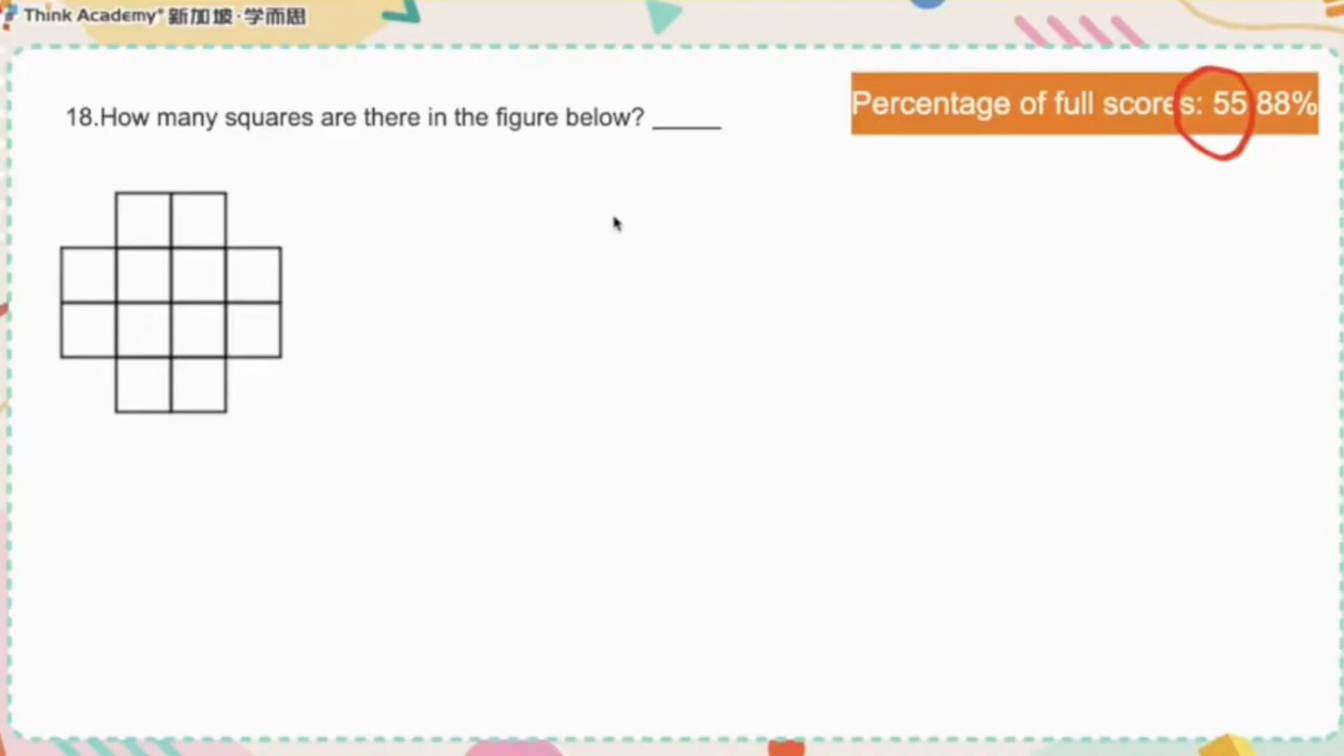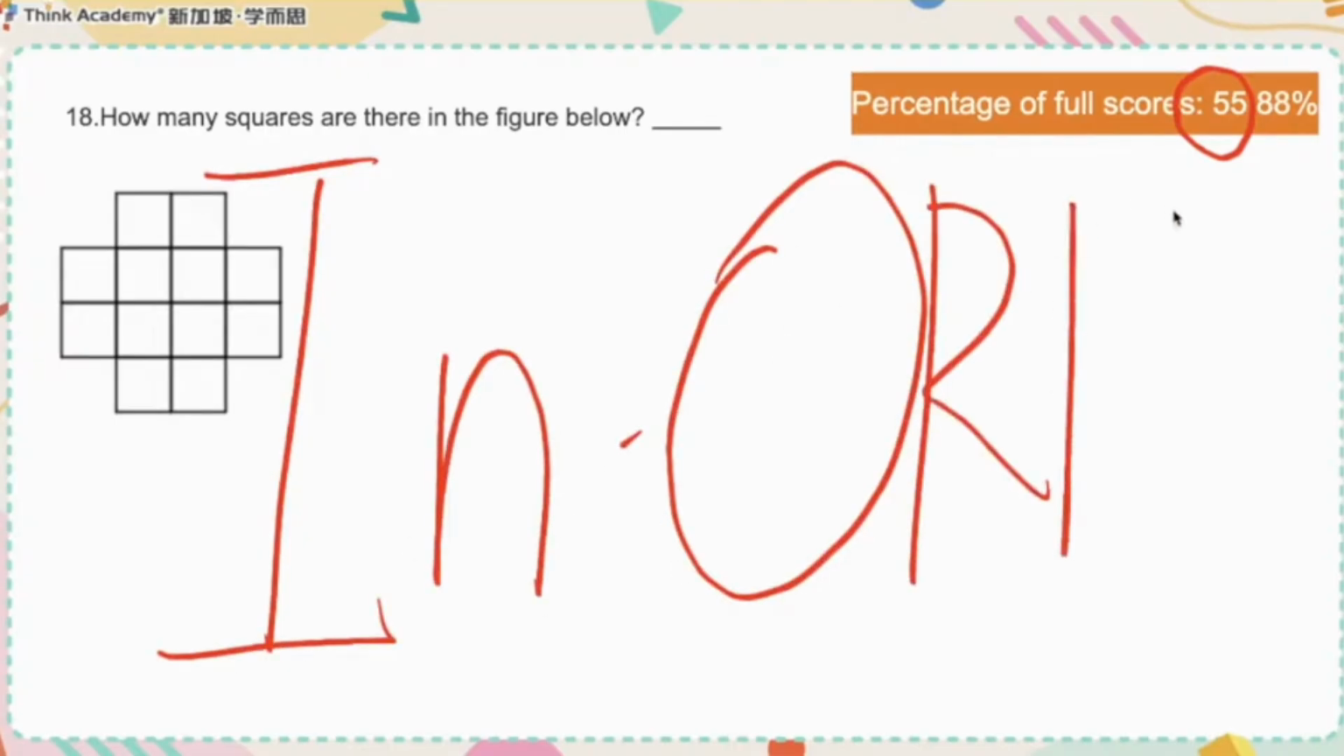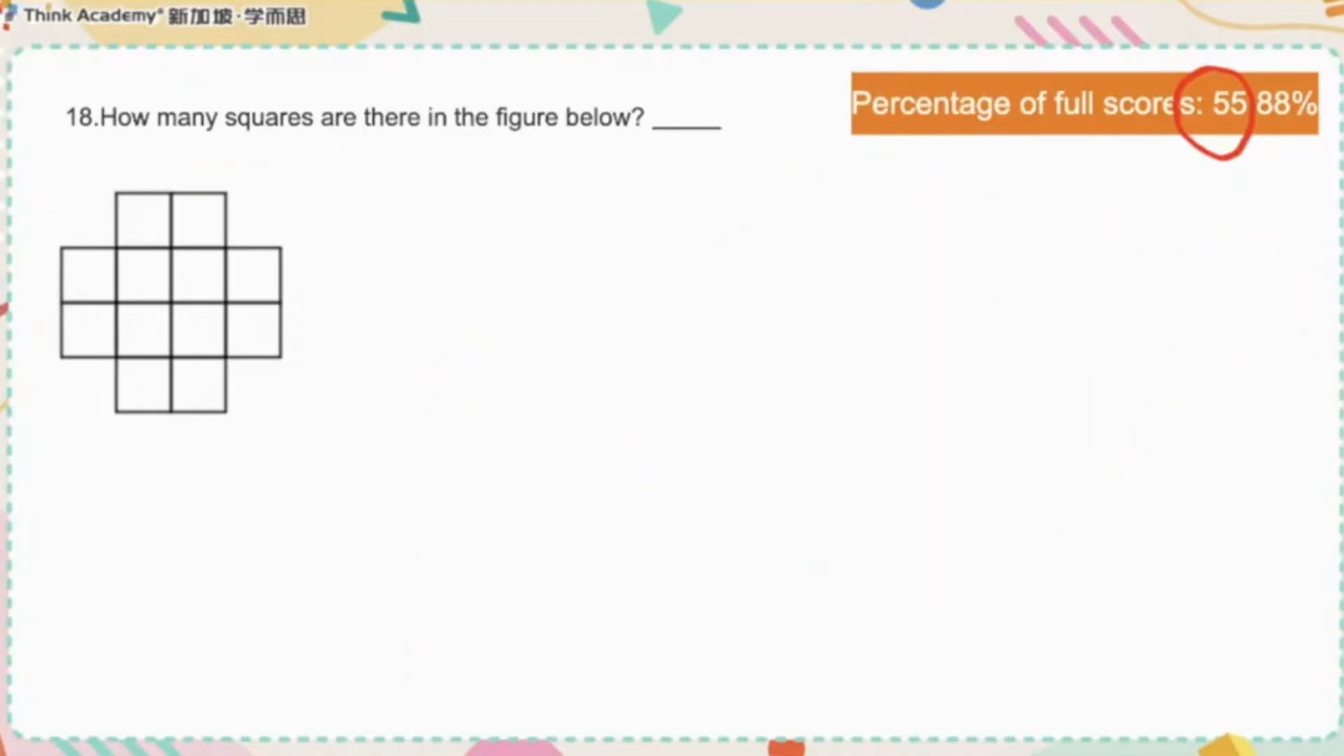We always count in order. To make sure you won't forget, I will write it very big. In O R D, oh sorry, this is P. D E R. In order. Everyone, count in order. Be careful, okay? So we always start from the smallest simple ones. Let's try. How about the single squares?